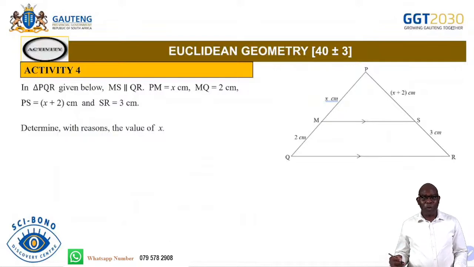I cannot have two angles in a triangle that are obtuse. So in other words, one of the angles must be obtuse, the other two must be acute, so that I can have 180 degrees.